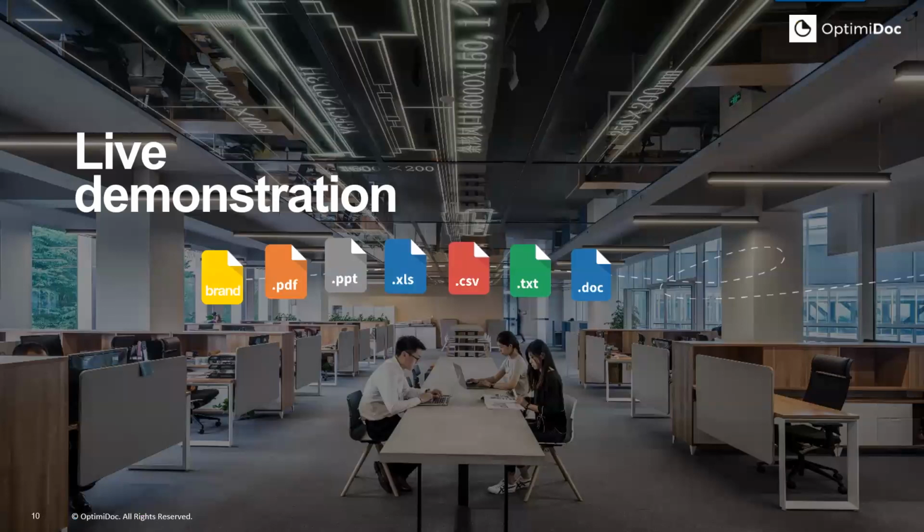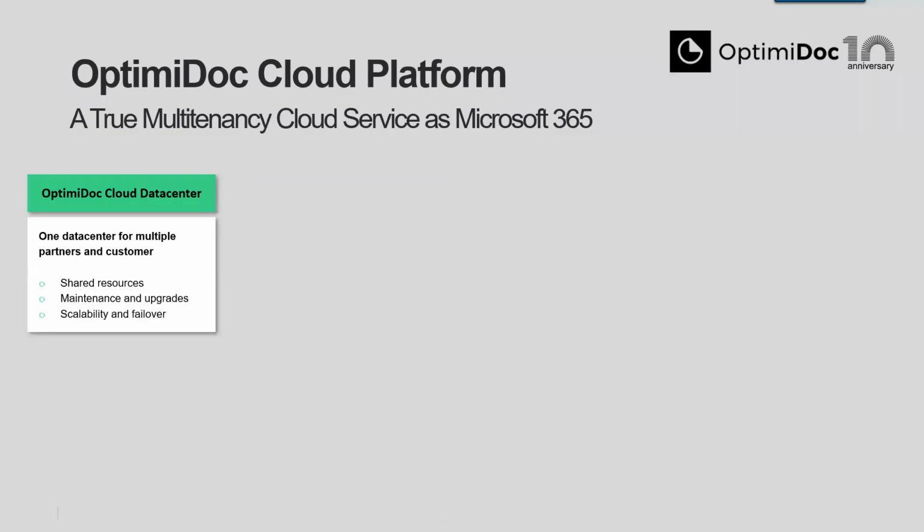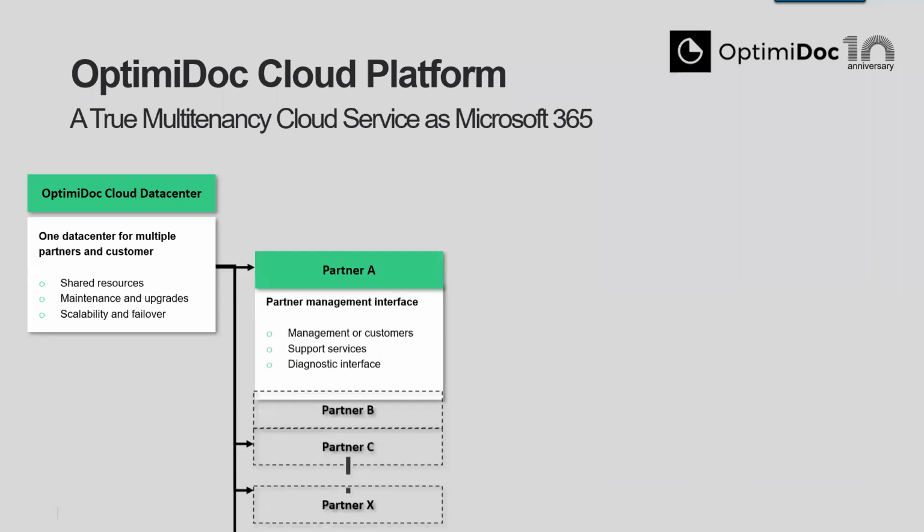So that was a live demonstration. Hopefully it was easy to understand. When we are talking about the OptimiDoc cloud platform, what is important to mention again is that it's a serious multi-tenancy cloud solution like Microsoft 365, Google Workspace, whatever. We are taking care of the data centers, we manage the resources, the maintenance, upgrades, scalability, and all of this stuff. That's quite important for a lot of partners because they don't want to waste time with the management of the infrastructure, discussions about the IT infrastructure, and so on.